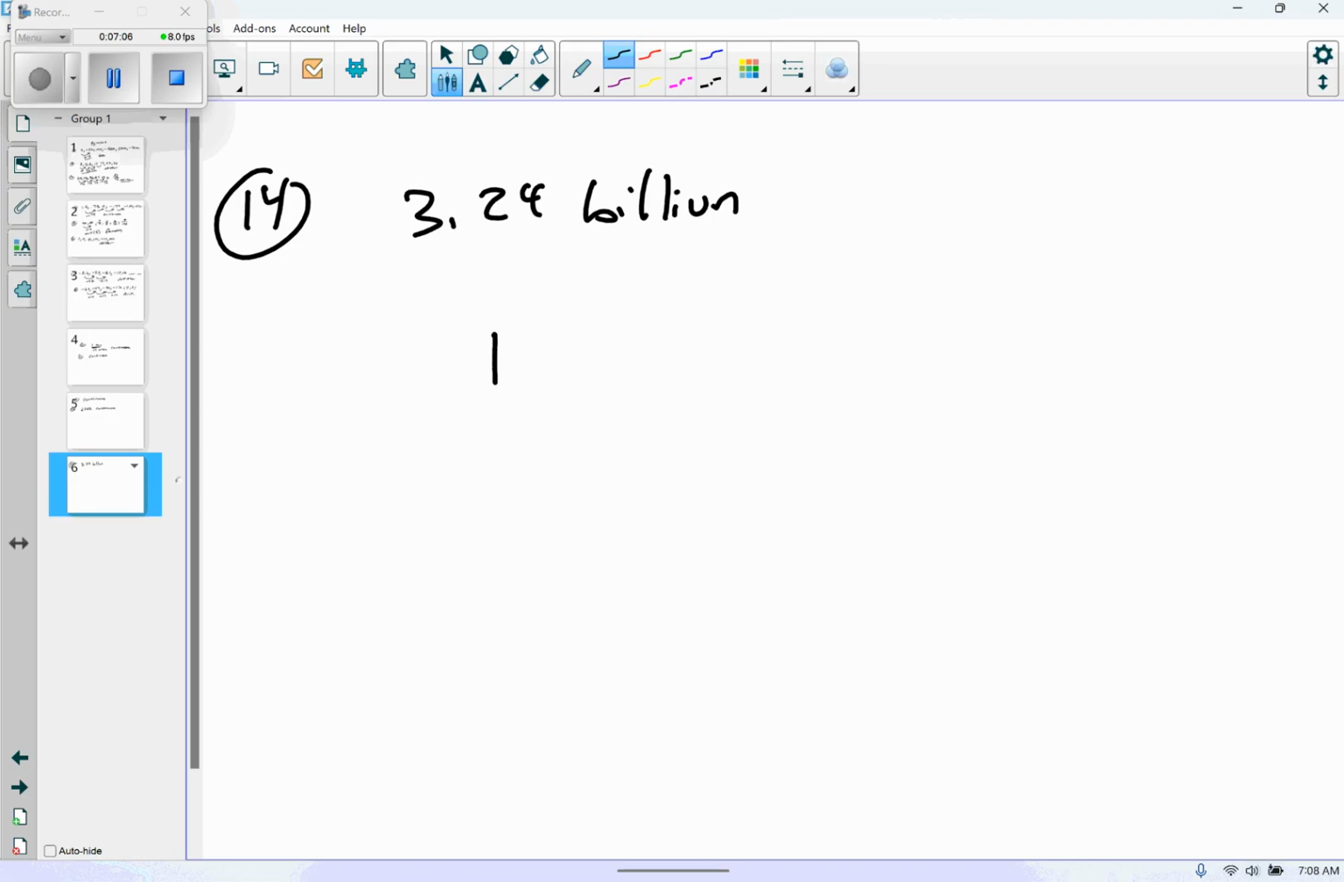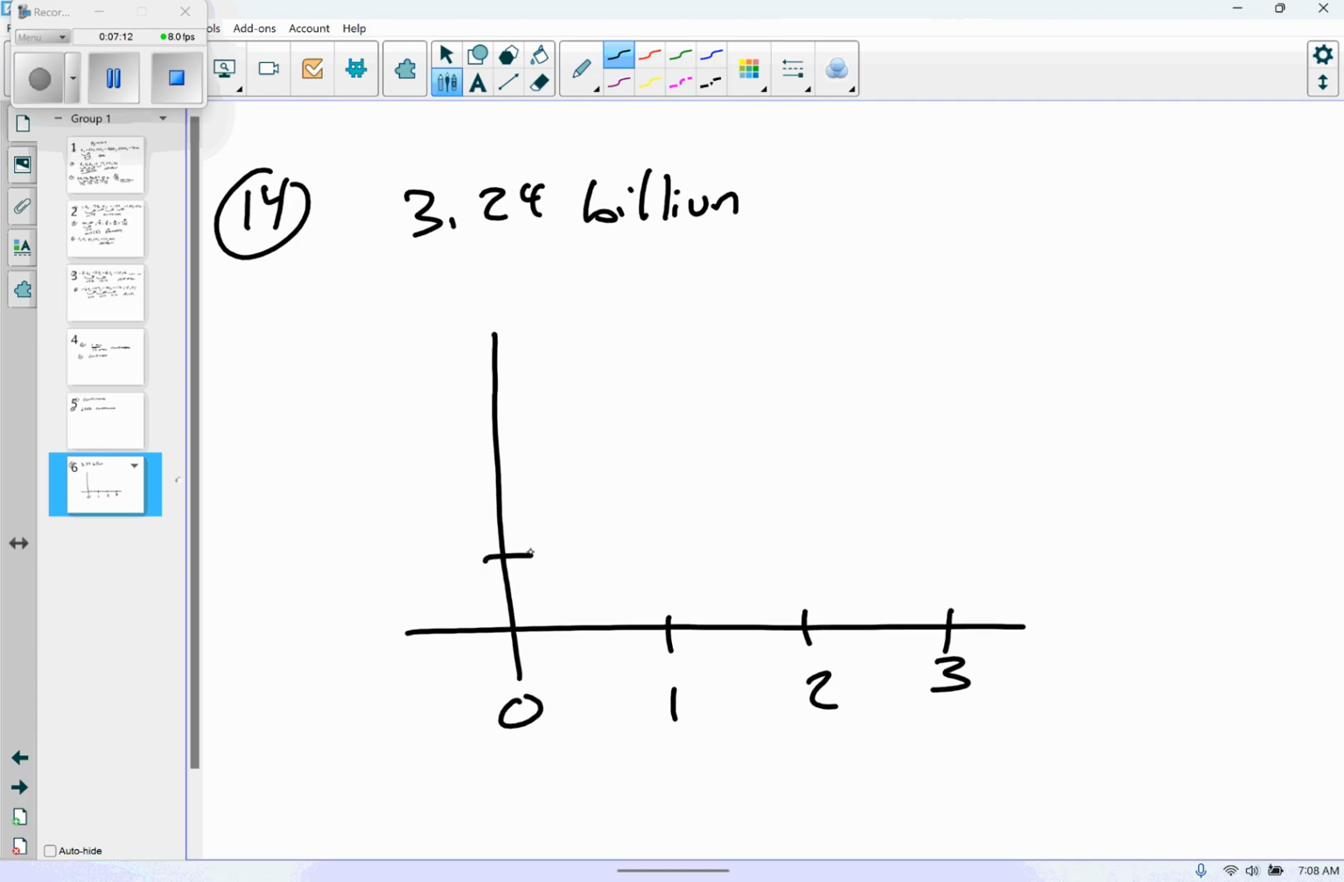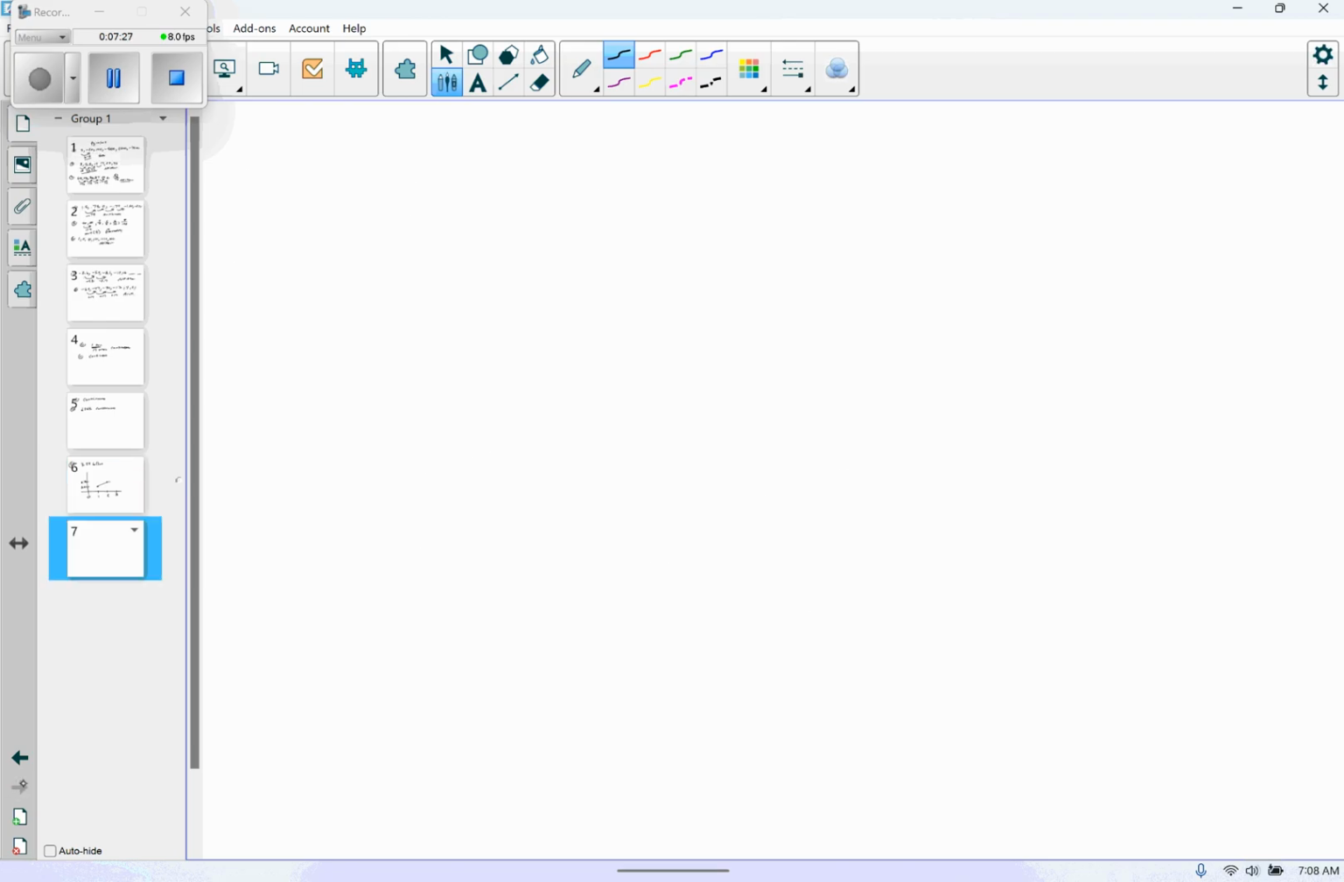Okay, so I guess you could do something like this. 0, 1, 2, 3, and we could count up by 3.24 billion. 4, 8, something like that. So you could have something like that, and it would be continuous because it's going to keep going. It's kind of a silly one.